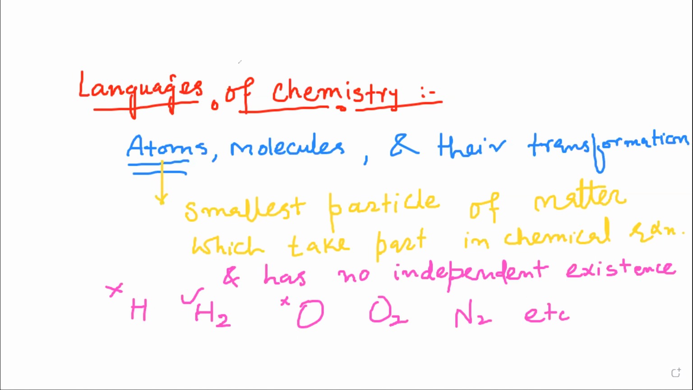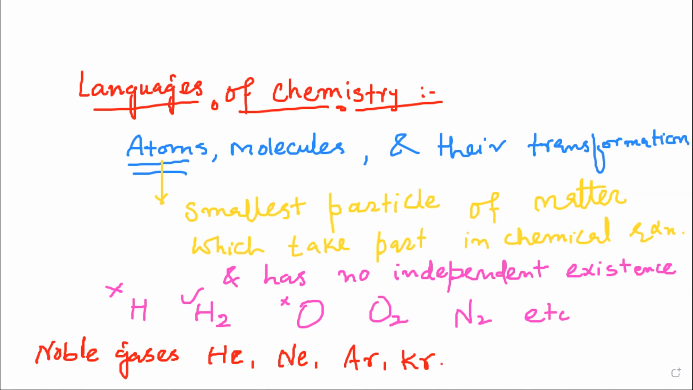Actually, science is such a subject in which you will always find some exceptions, right? For example, we have noble gases. Have you heard the term noble gases? They are found in the atmosphere. We have helium, neon with the symbol Ne, argon, and krypton. All of these have independent existence, right? They can exist as such because they are stable, they have completed their octet.